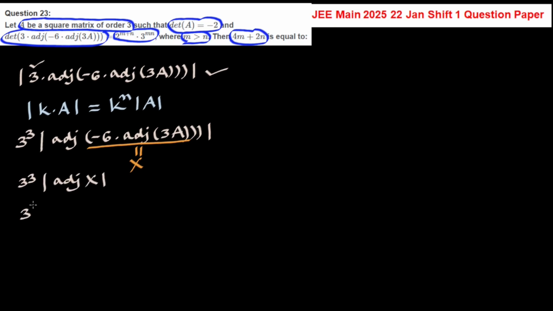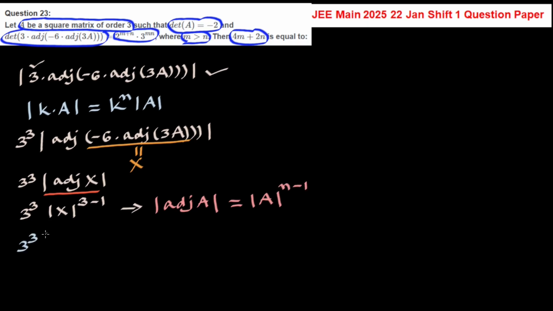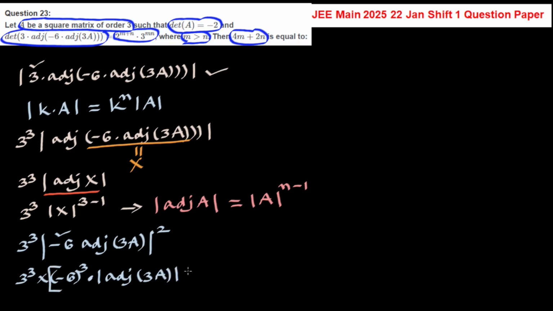This will be 3 cube. Now for this adjoint of x, we can write determinant of x to the power 3 minus 1, where 3 is the order of the determinant. Here we have used determinant of adjoint A is determinant of A to the power n minus 1, where n is order of the determinant. 3 cube. Now we will resubstitute the value of x, determinant minus 6, adjoint of 3A, to the power 3 minus 1, 2. This will be 3 cube into cube of this minus 6 into determinant adjoint of 3A, this whole square.